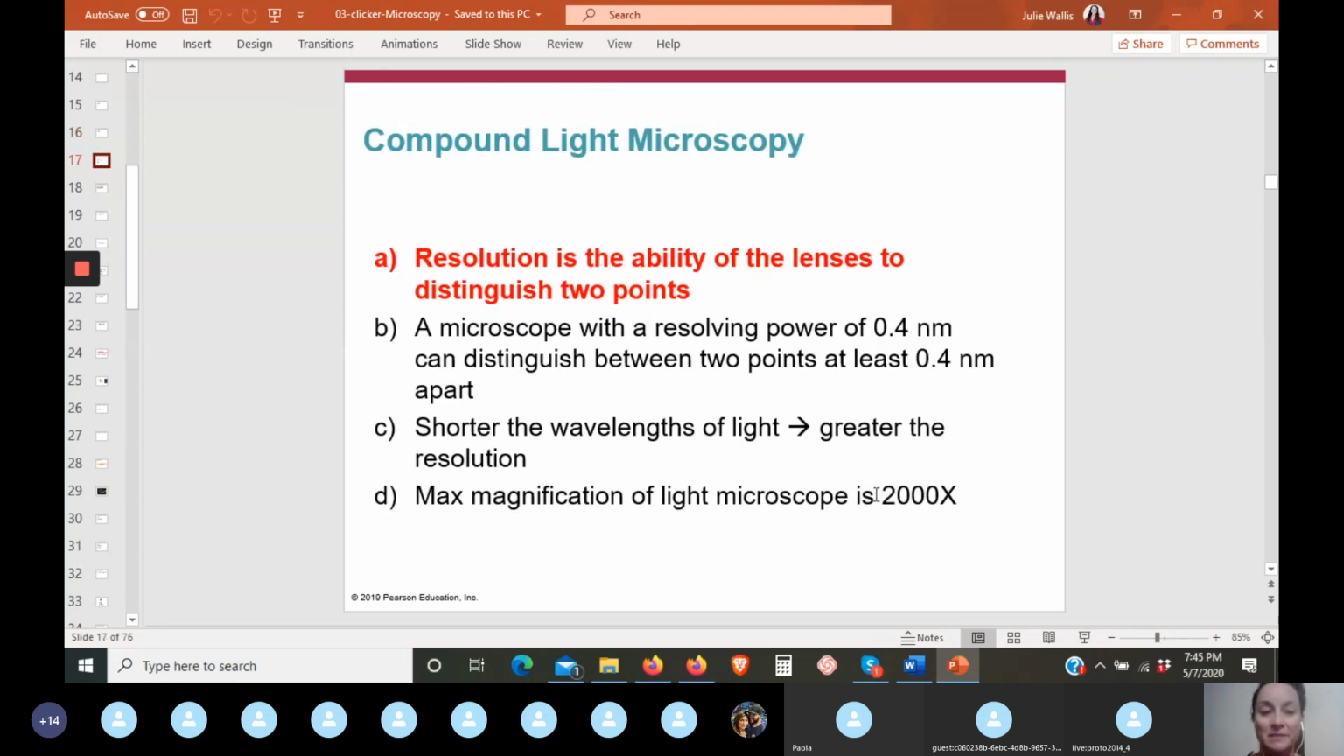So that's the magnification. That's how much larger the image is than looking at it with the naked eye. Resolution is how clear is that image? How well are you able to distinguish 2 points? So you can look at it under the magnification, but until you put it in focus, the resolution will not allow you to see that image.